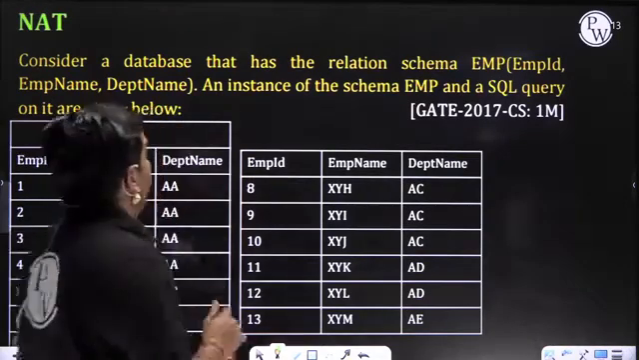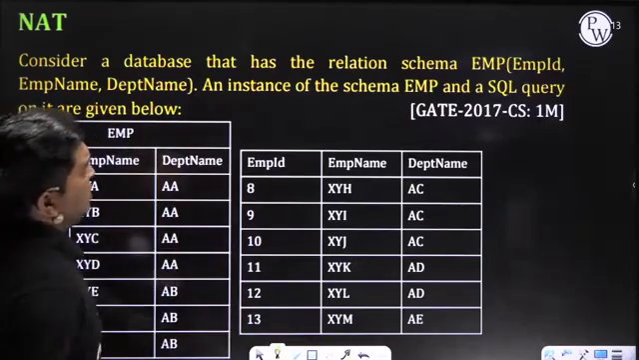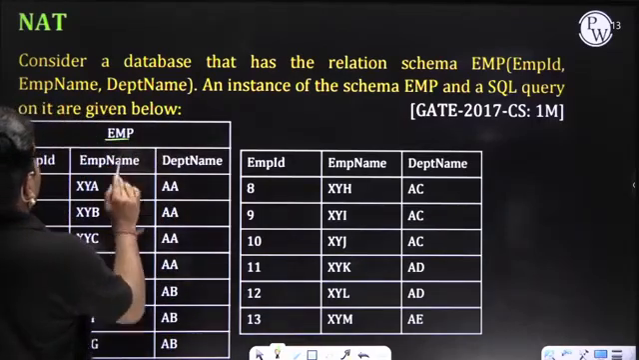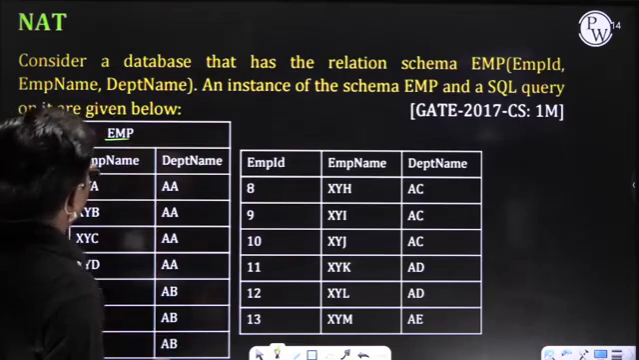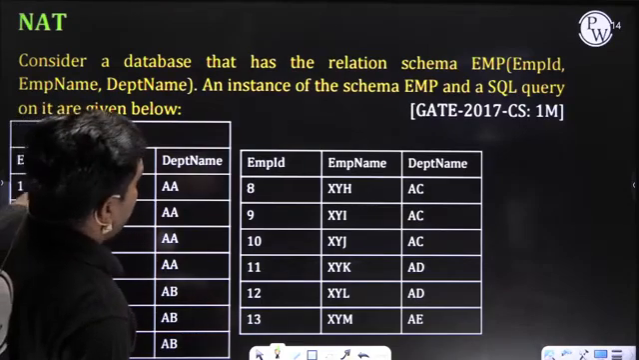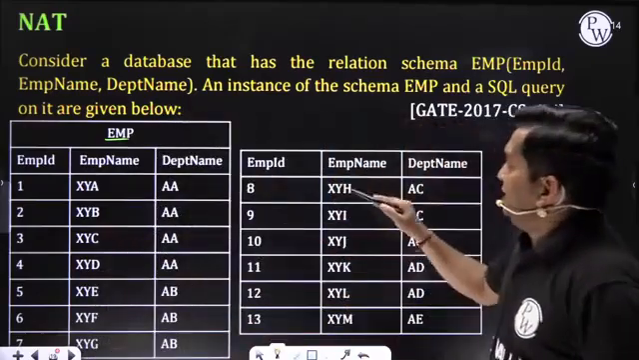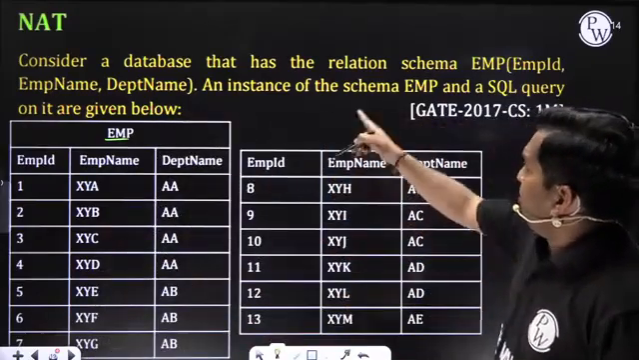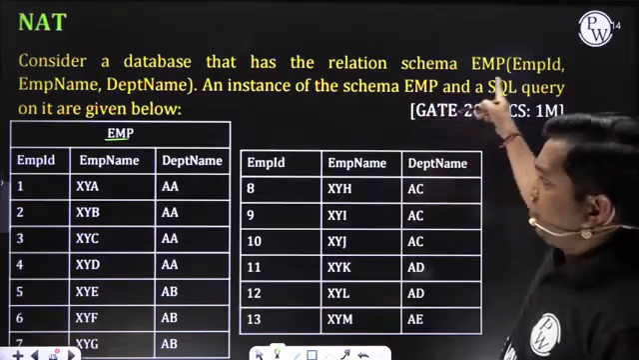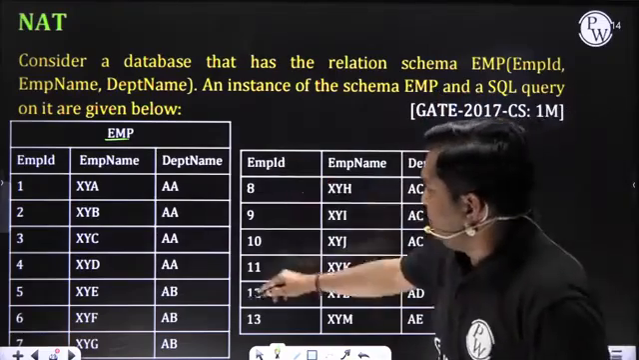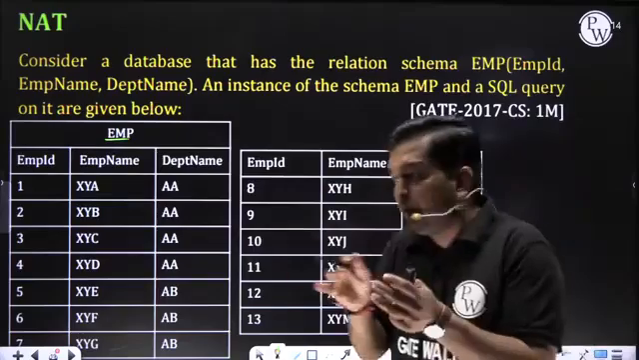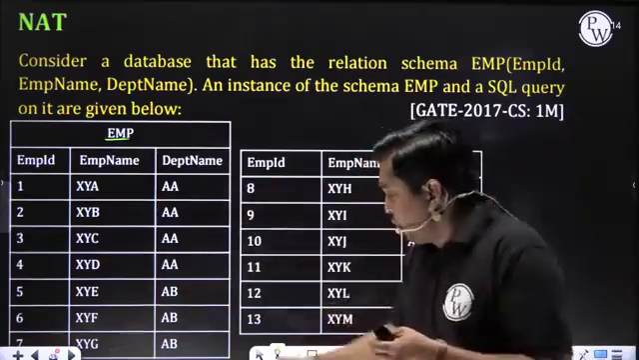In this question, it is mentioned, consider a database that has a relational schema EMP, which has employee ID, employee name, and department name. And we have an instance of the employee schema, and the SQL query is given below. These are the values given below. This is a complete table. So I split it here: 1, 2, 3, 4 to 13.